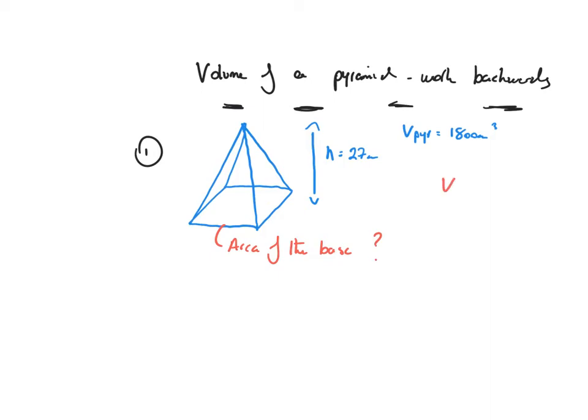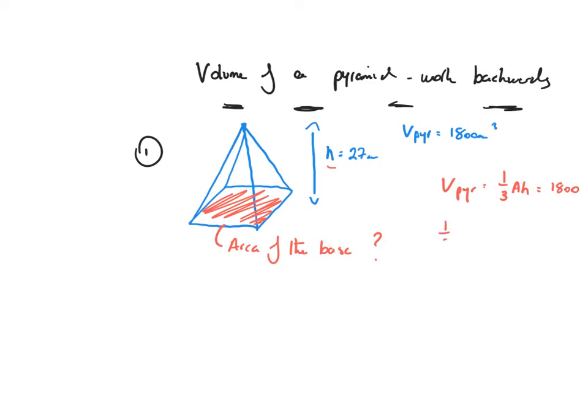Okay, so remember that the volume of a pyramid is given by the formula 1/3 A times H, where A is the area of the base. That's this bit here, the bit that the pyramid sits on, and H is obviously the height of the pyramid. Now we know that that volume then is equal to 1,800.